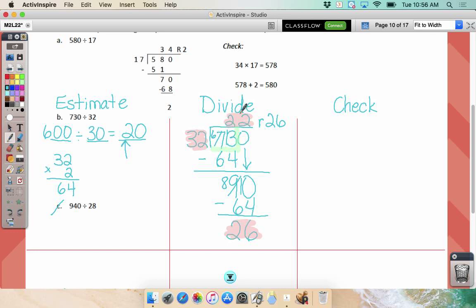Somebody tell Alasia why we don't highlight the remainder up here. It's because, Quentin, the remainder is the same as the answer down below. So we are going to add the remainder last when we check this problem. Okay? What's the opposite of division? Multiplication. What's the opposite of subtraction? Addition. So we're going to multiply and add. And here we divided and subtracted.